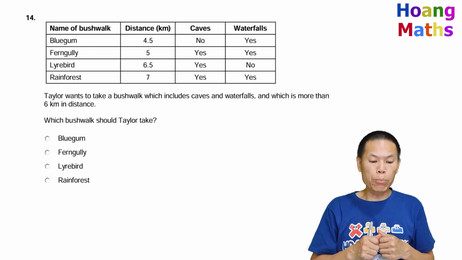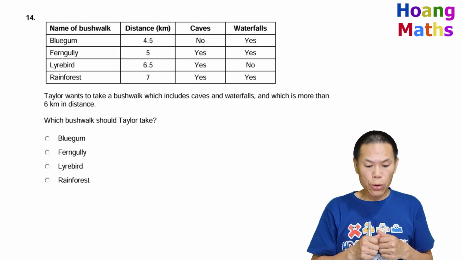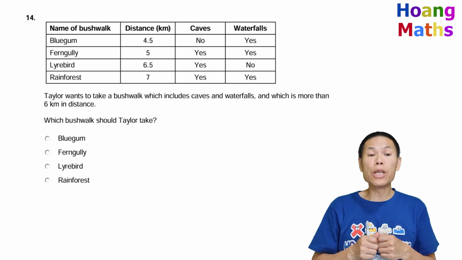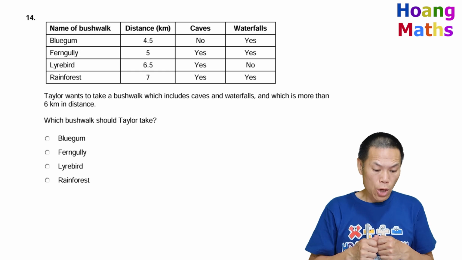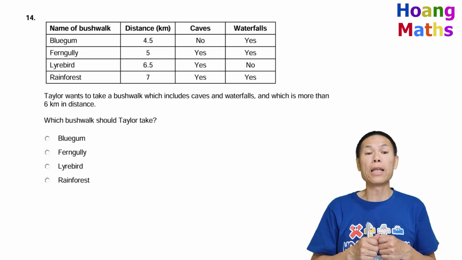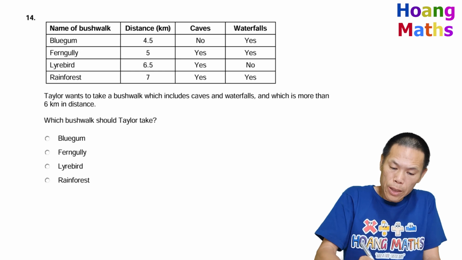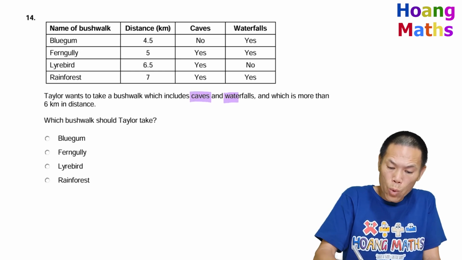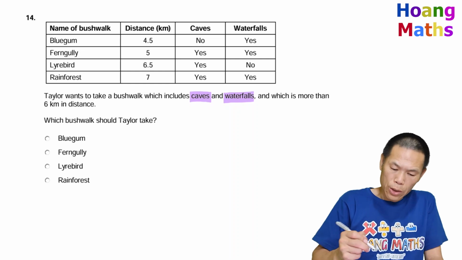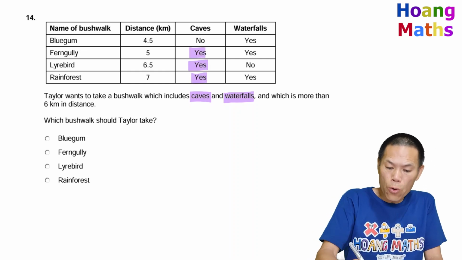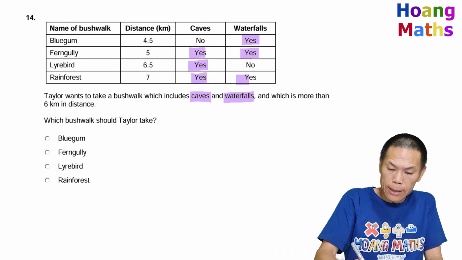Tyler wants to take a bushwalk, which includes a cave and waterfall, and which is more than 6 kilometers distance. Which bushwalk should Tyler take? So we know the condition is he needs to include caves and waterfalls first of all. So where's the cave? Cave is yes, yes, yes. Waterfall, yes, yes, and yes.